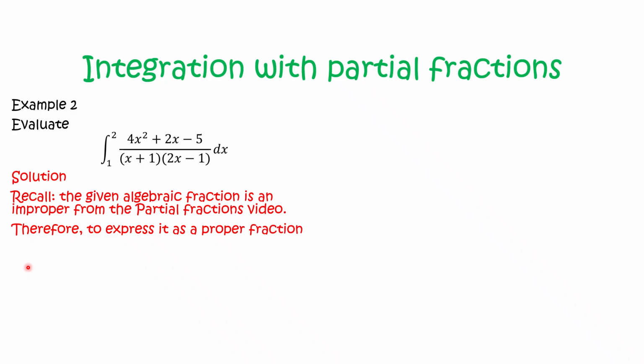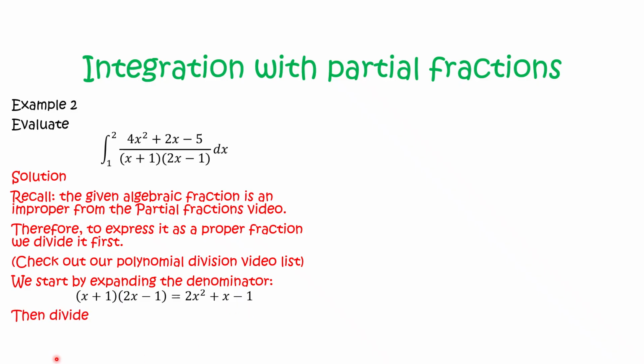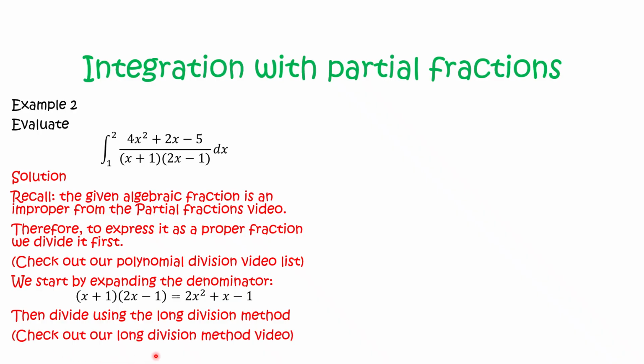Therefore, to express it as a proper fraction, we need to divide it first. Now check out our polynomial division video list. We start by expanding the denominator in such a way that we have 2x squared plus x minus 1. Then we divide using the long division method. And I encourage you once again to check out our long division method so that you have an idea of the approach we are using.